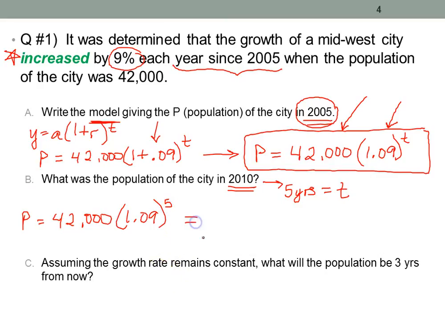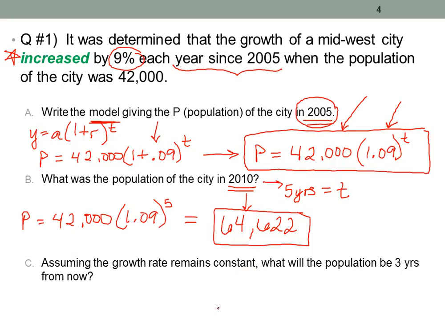Type that in your calculator. Make sure you have your 5 as your power. Parentheses work just fine right here, or you can write a multiplication symbol. Before you even write your answer, think about the fact that this is an increase. After 5 years, I should have more than 42,000 since we are increasing in population. When I type this in, I get a new population of 64,622. So in 2010, that would be my new population.